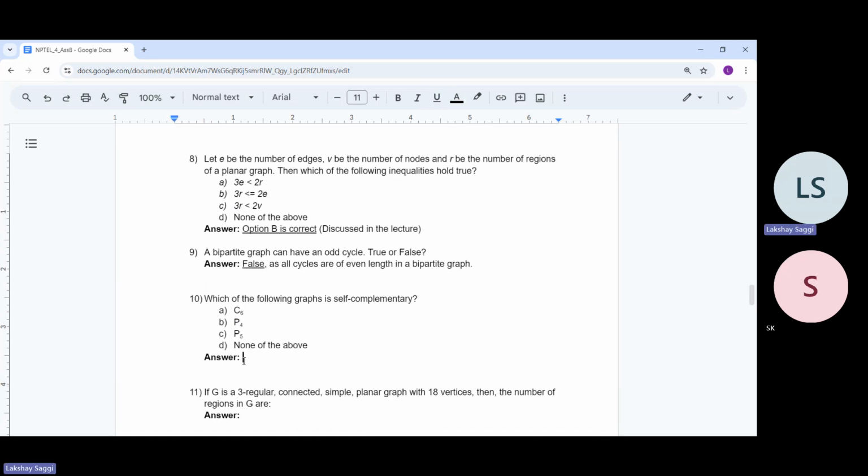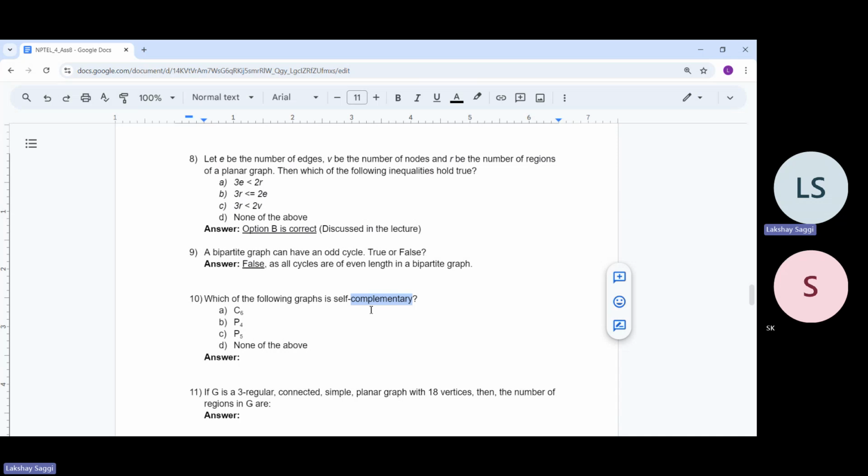Then I guess we can move on to the penultimate question for the day. This is: which of the following graphs is self-complementary? So what do we mean by a self-complementary graph? A graph's complementary graph is the graph which has all the edges not present in the original graph, and none of the edges present in the original graph are present in it.